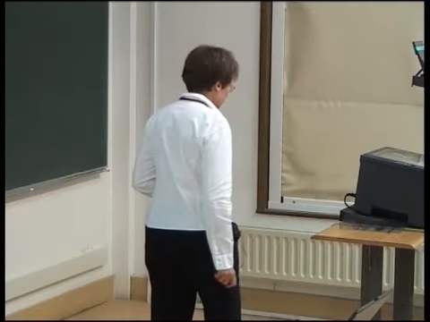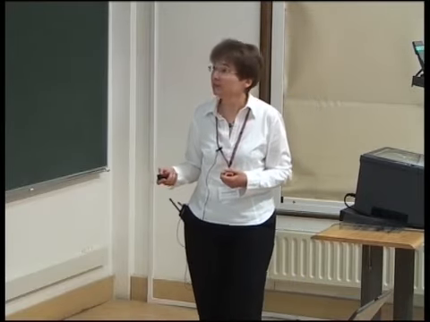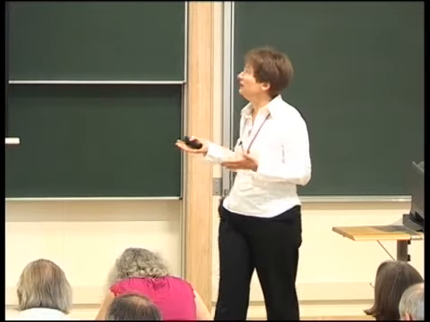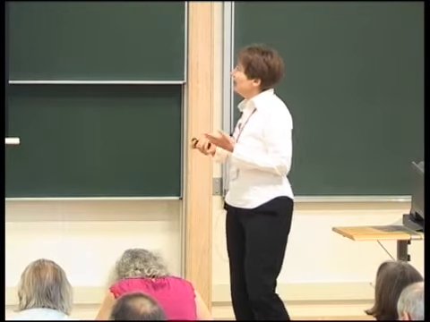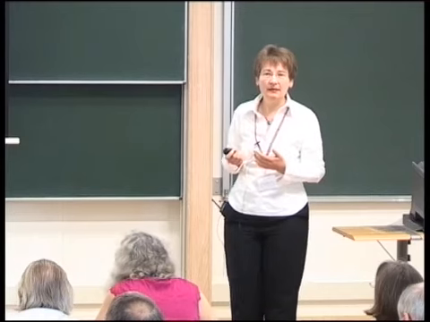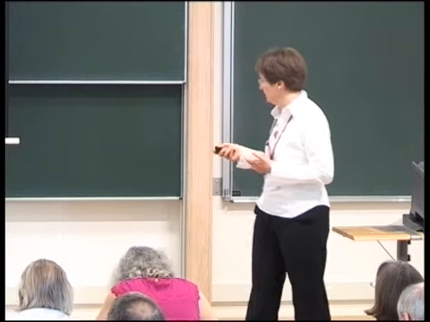Okay, so now optimality criteria. We want to have a good design, so we need to specify a criterion for this design. And we will compare 3 criteria here. The ethical criterion, which determines the so-called biologically optimum dose. How do we define this? That may have various definitions depending on the purpose of the experiment. And then adaptive D-optimum design and the so-called penalized adaptive D-optimum design criterion.